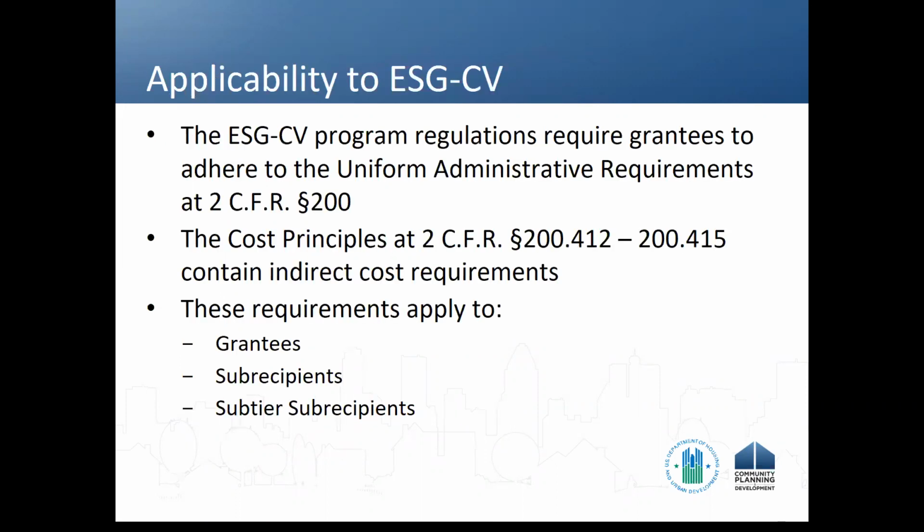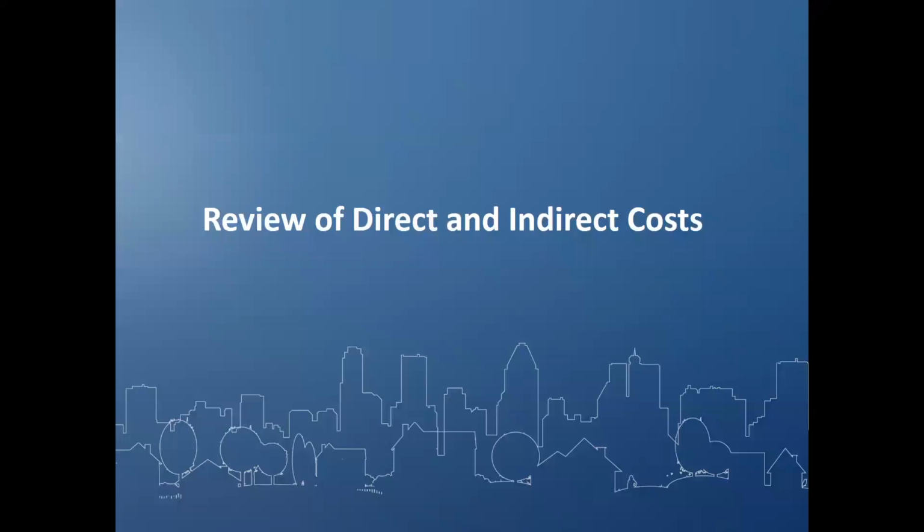Okay. So the requirements regarding direct and indirect costs are located in the Uniform Administrative Requirements at 2 CFR 200, and more specifically, the cost principles at 2 CFR 200.414 through 415. And then additional resources will be provided at the end of this training. So first, we'll look at the definition and examples of direct costs and indirect costs.